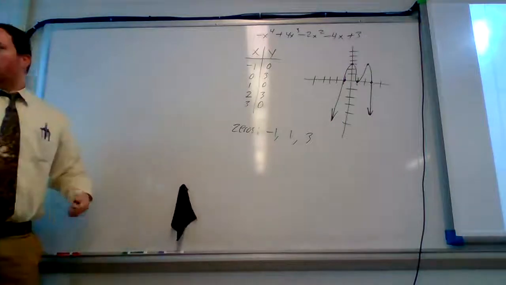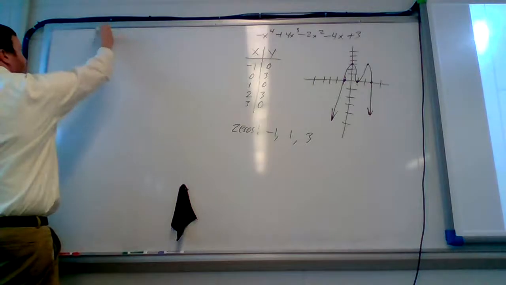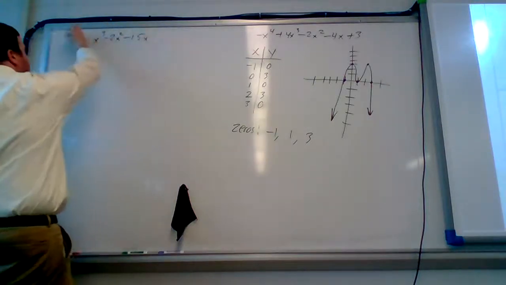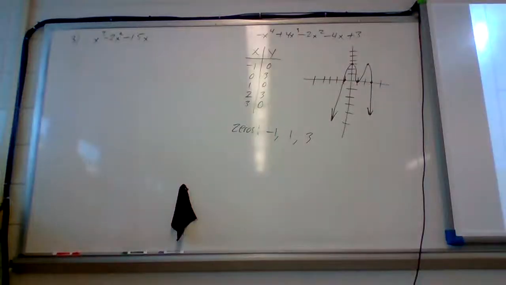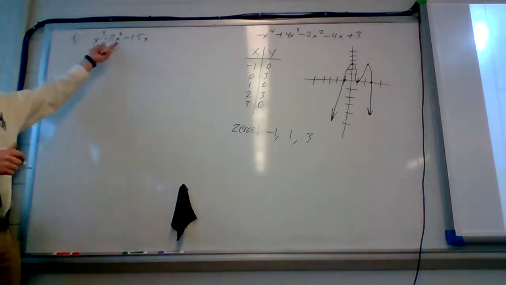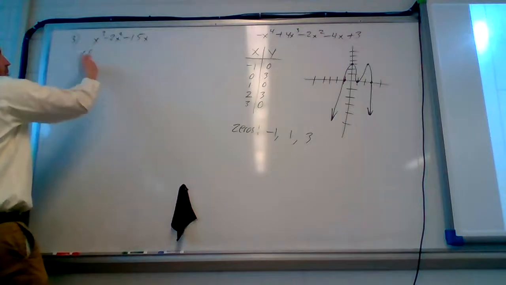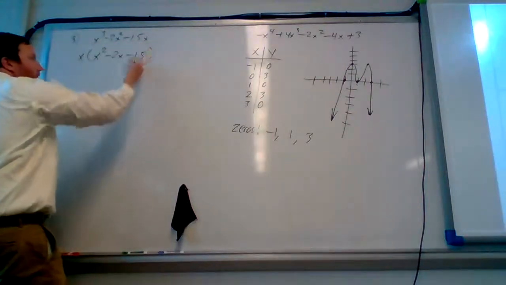we've got the problem x cubed minus 2x squared minus 15x. And we want to factor that. How could we do our first step factoring? Divide by x, right? They all have an x in common. So the greatest common factor is an x. When we take that out, we're left with x squared minus 2x minus 15.